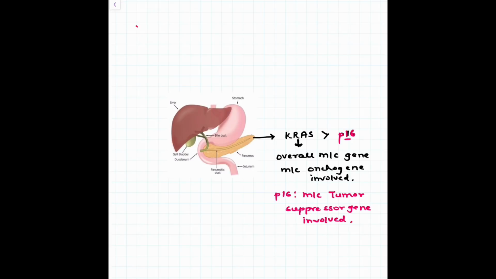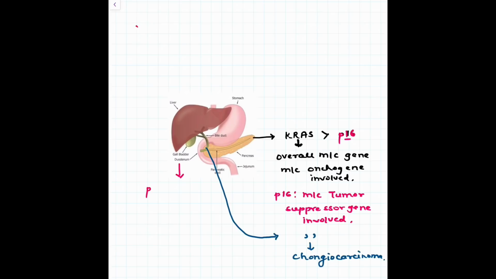KRAS followed by P16. Okay, there is a carcinoma known as cholangiocarcinoma. For cholangiocarcinoma, again the same mutations apply, KRAS followed by P16. Again for cholangiocarcinoma, the most common oncogene will be KRAS, but the most common tumor suppressor will be P16.